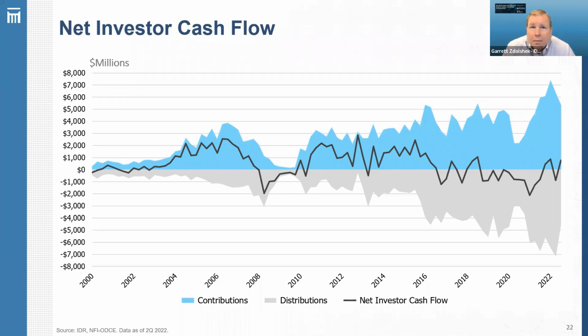those are the dollars that actually were either called and flowed into the ODCE funds, and the gray is the actual dollars that flowed out. So these are real cash flows, and you can see they remain quite robust. You had on the outflow side close to $5 billion of outflow. And then on the inflow side, you had close to $6 billion of net inflows.